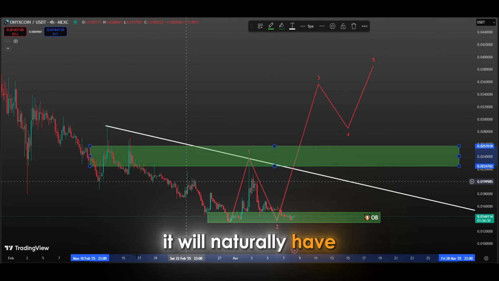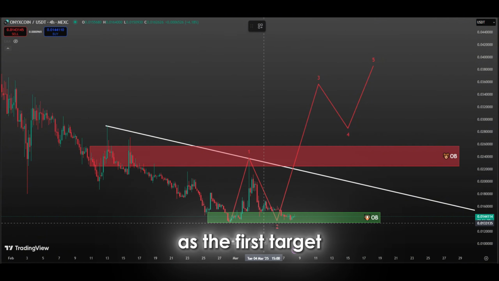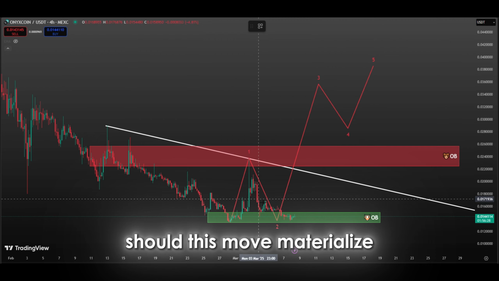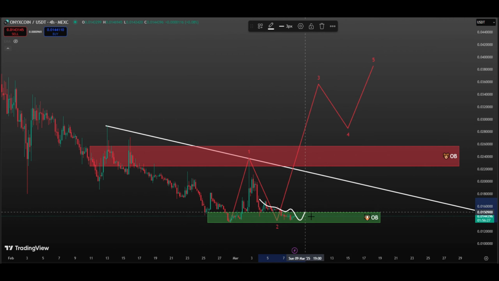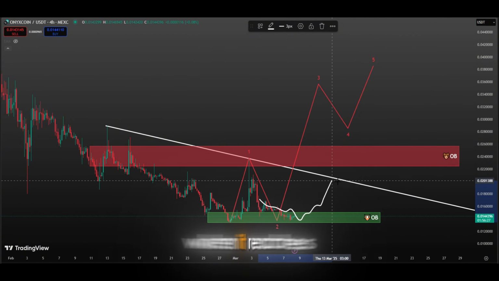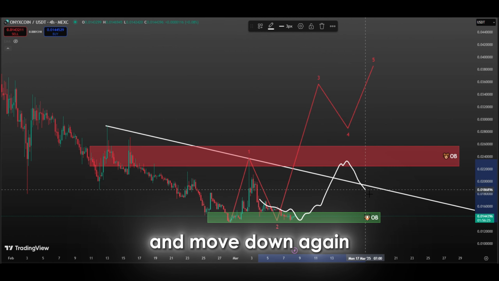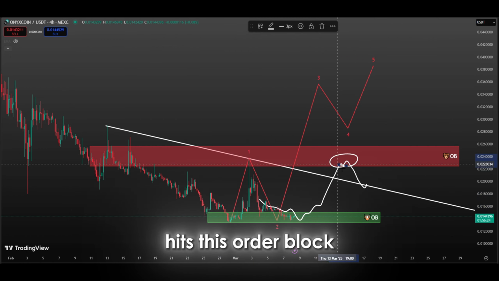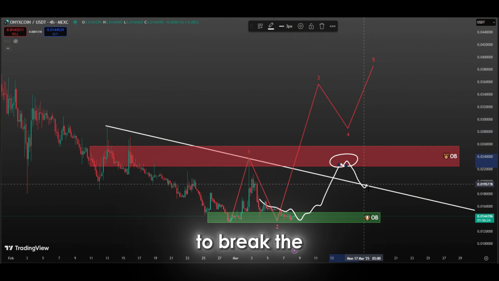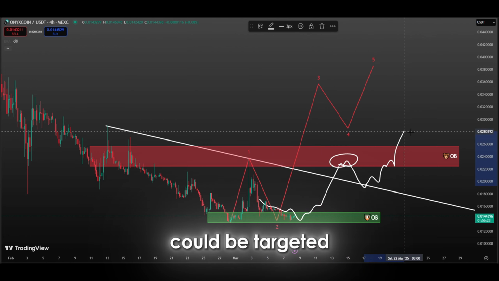The price is currently moving below the downtrend, but if it can break this trend to the upside, it will naturally have the potential to move towards the bearish order block at the top as the first target. Should this move materialize, it will be critical to see how price reacts to touch the order block. If it encounters sharp selling pressure when it reaches the bearish order block, the price may be rejected here and move down again. However, if there is volume buying when the price hits this order block and sellers fail to break the pressure in this area, this level could be breached and higher levels could be targeted.